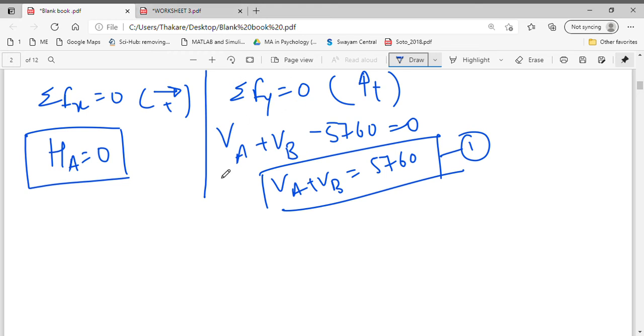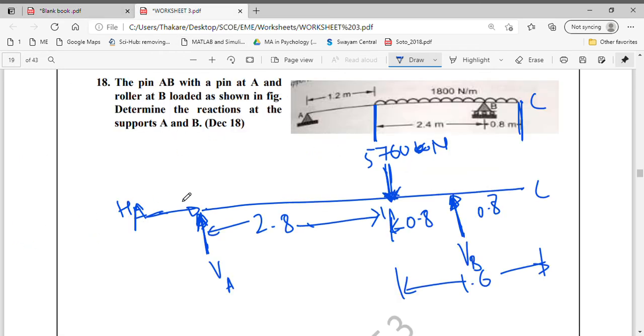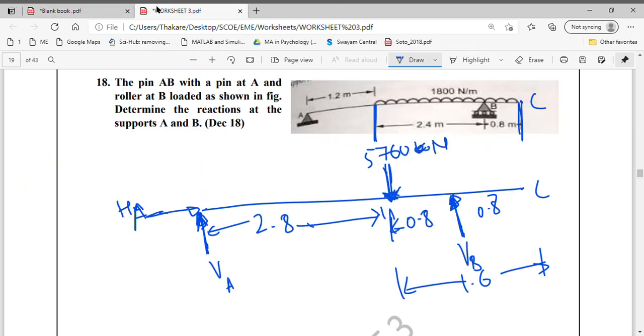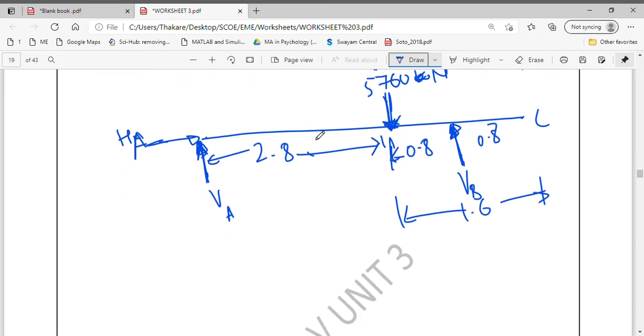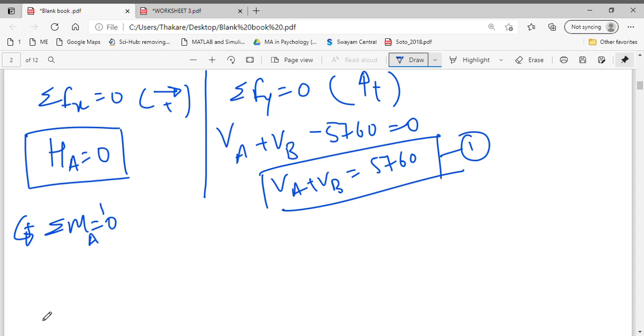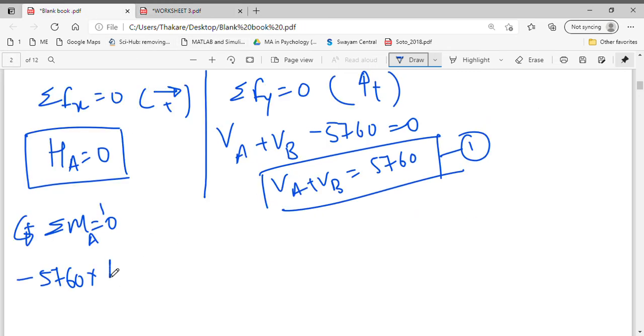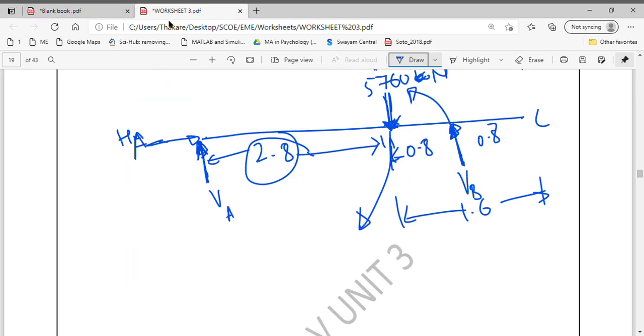You have one more equation remaining, which is taking summation of moment equals 0, considering anti-clockwise moments to be positive. Let us take summation of moments about point A. So moment about point A equals 0. We have considered anti-clockwise moment as positive. There are only two forces. One is 5760 and it is going in the clockwise direction. So we will consider it as minus 5760 load into perpendicular distance, which is given as 2.8. So it is 2.8. And another force is VB, which is going in the anti-clockwise direction.